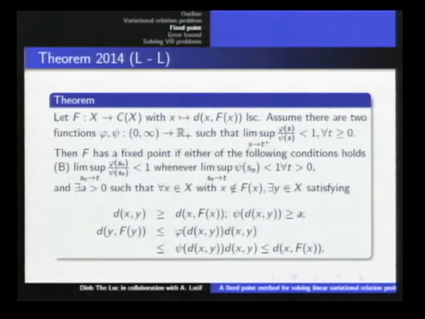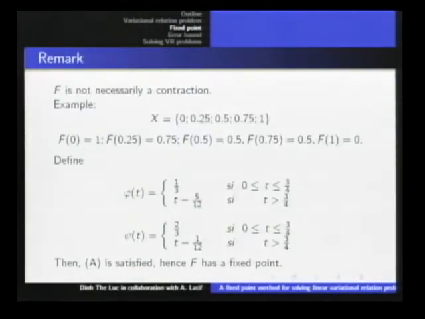What happens here is that CB(X) is the set of closed sets of the space X. So it means that F here, capital F, is a set-valued map. For example, from this theorem you can obtain, and here is a small example to show, a map which is not necessarily a contraction, but you still have a fixed point.